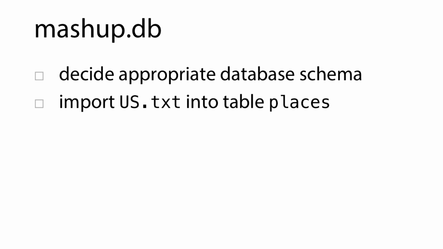For this section of the problem, we'll want to decide the appropriate database schema to represent the US map, or more specifically, the us.txt file that we've provided. We'll want to import this file into a SQL table called places. Now, we've provided a list of values of columns that you want to load into this table, including postal code, country name, latitude, and longitude. We provide the order and the name for all of these columns, but it's up to you to decide the appropriate data types for these columns.